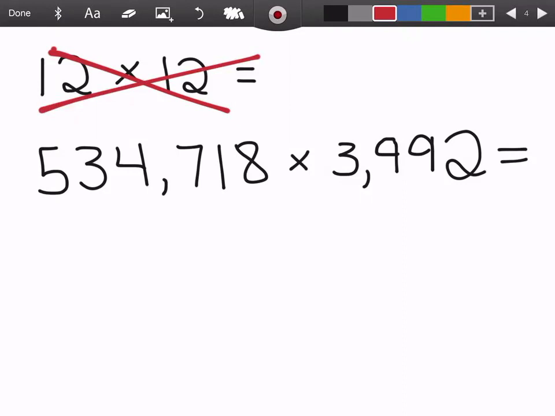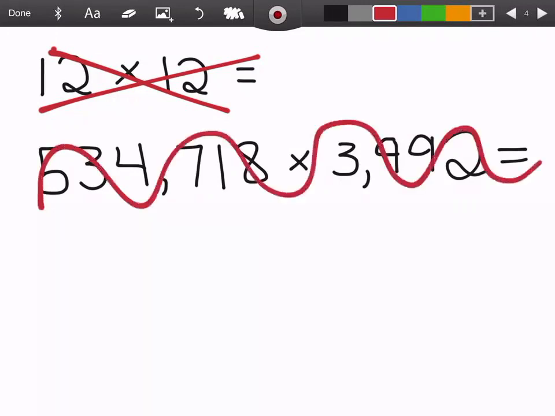Another time when it's not good to use partial products is a problem like 534,718 times 3,992. Again, could we use partial products here? Yes, but is it going to take a really long time and a lot of paper and a lot of patience? Also yes. Students will learn the traditional method eventually, and that would be a much better choice for this problem, but the ultimate best choice for this would be to use a calculator, because let's be honest, we can't make the statement anymore that students will not always have a calculator in their pocket, because with smartphones, they will. So we really don't want to use the partial product method there.